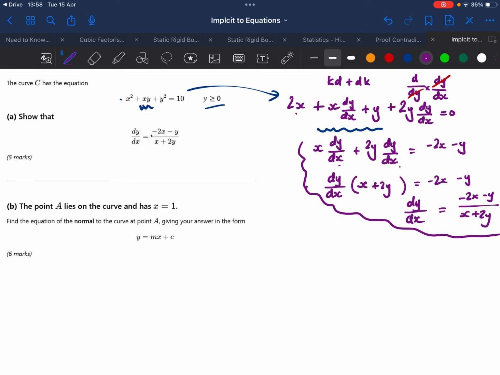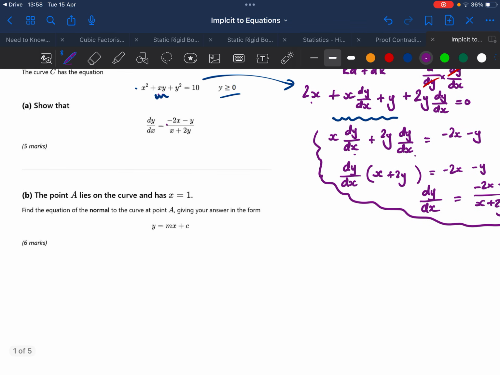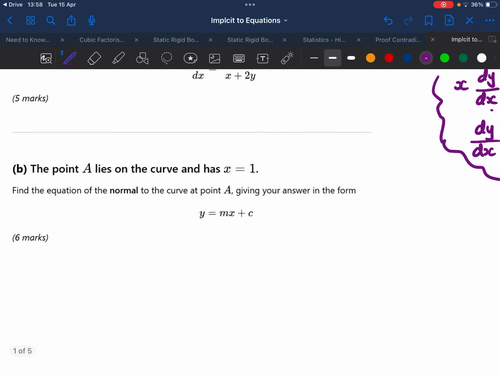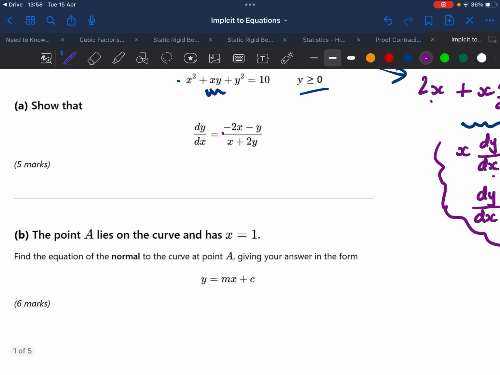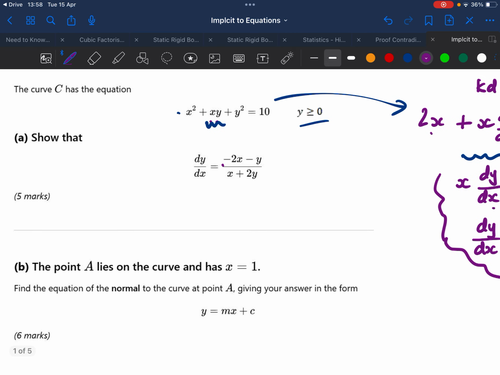Okay, so that's all well and good, but the idea is we're going to do something with that now. The point A lies on the curve. So there's a coordinate, there's a point on here. It has an x value of 1. Well, the first thing I'm thinking is, what's the y value then? Next, find the equation of the normal.